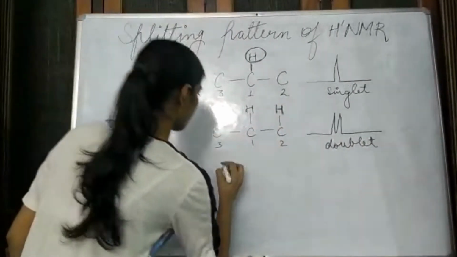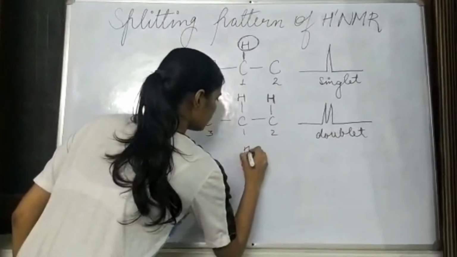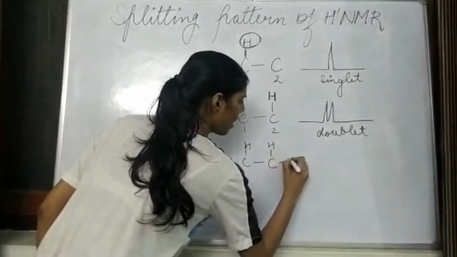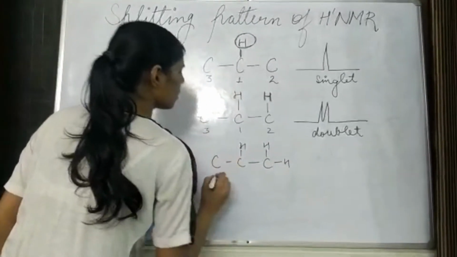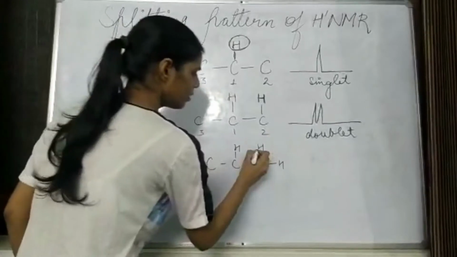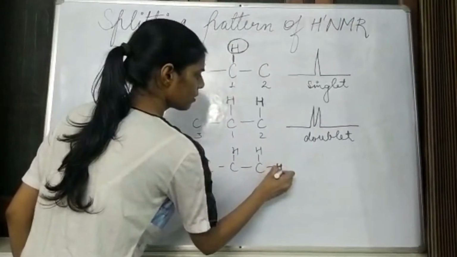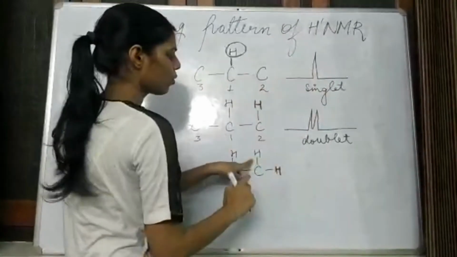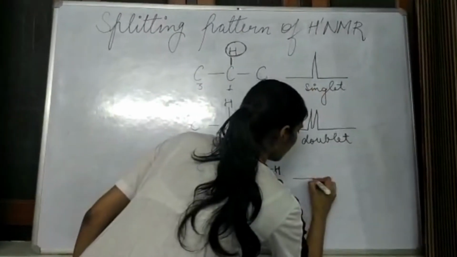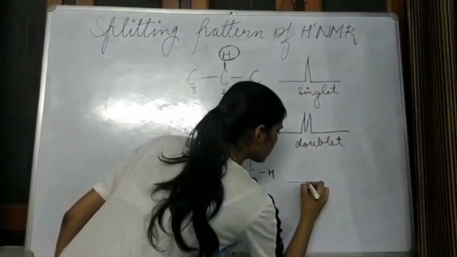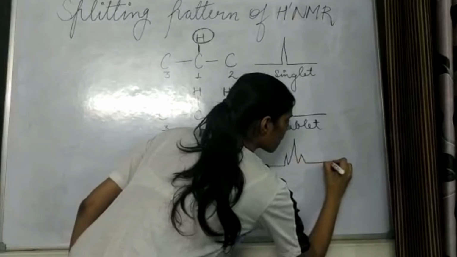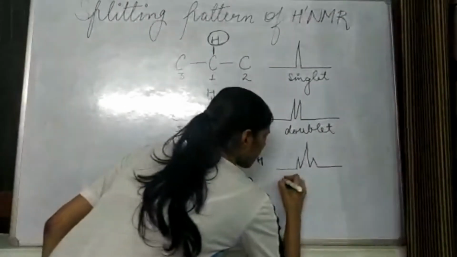Now let's take this example. The same hydrogen is surrounded by two hydrogens, say. So these two hydrogens will cause this peak to split two times, so we'll get a triplet. The peak will split two times: two smaller peaks and one large peak. This is known as a triplet.